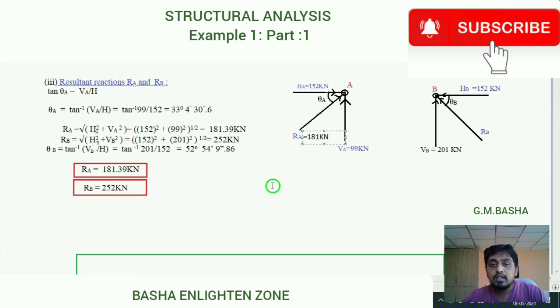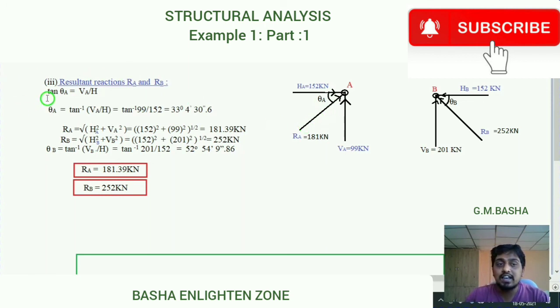Okay, then similarly the formula for B: RB will be equal to the square root of HB square plus VB square. You already know the values of HB and VB. If you simplify this, you will get 252 kilonewtons. At the same time, here we are finding one more point: from the horizontal, at what inclination, at what slope, will you get this resultant reaction at A?